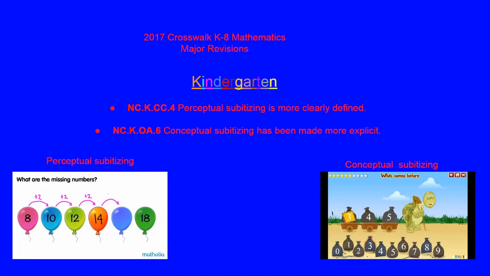Conceptual subitizing is defined as how the brain interprets the information, as illustrated in the bottom example. What comes before?